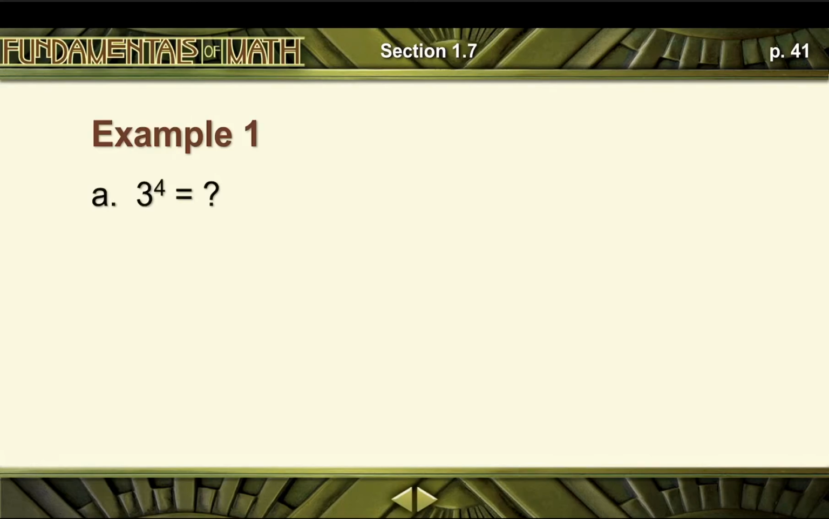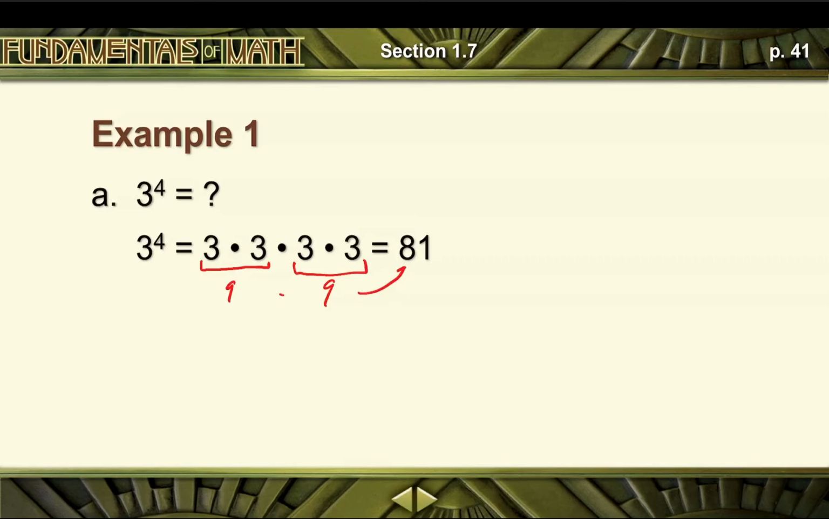So 3 to the 4th, what does that equal? Well, 3 to the 4th means that it's going to be 3 as a factor 4 times. So 3 times 3 times 3 times 3. And if you multiply that out, actually you can use the commutative property. 3 times 3 is 9, times 3 times 3 is 9, and we know 9 times 9 is 81. So we get 81 for that first one.